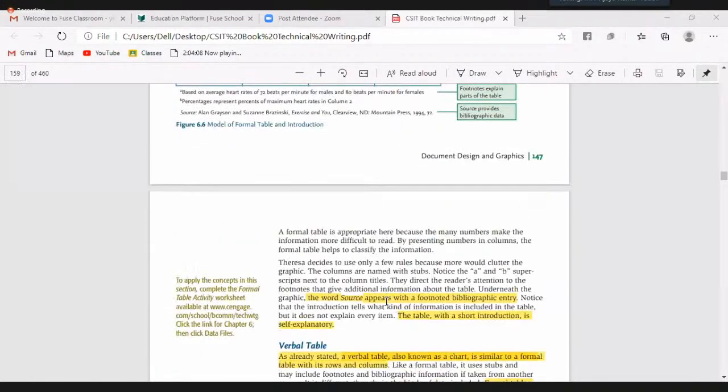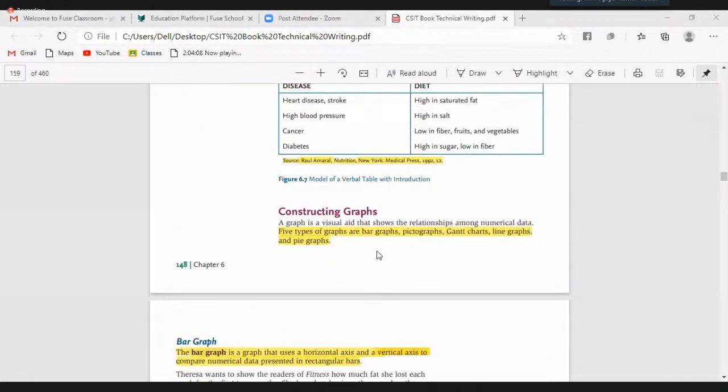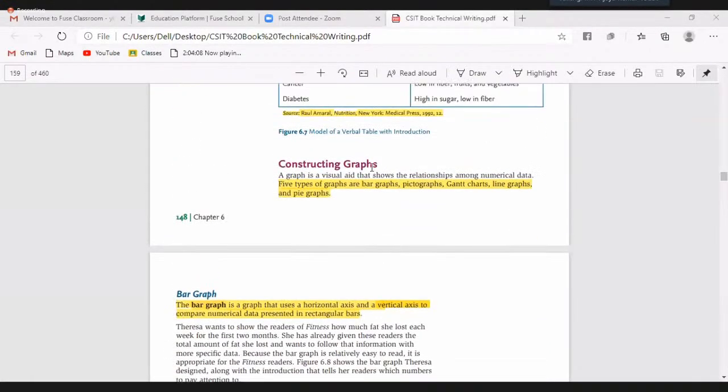Now, another is constructing graphs. There are different types of graphs: bar graph, multiple bar graph. How can we construct graphs? Here 5 types of graphs are given: bar graph, pictograph, Gantt chart, line graph, pie graph. These are the 5 types of graphs.